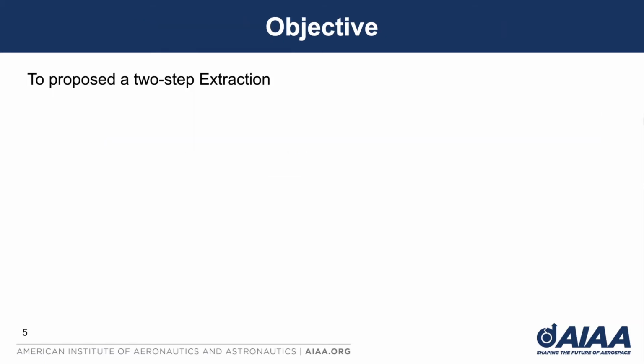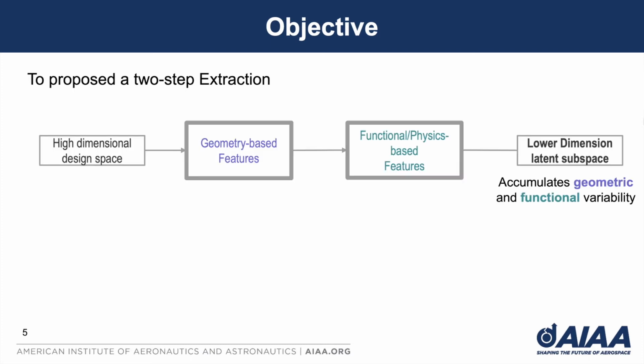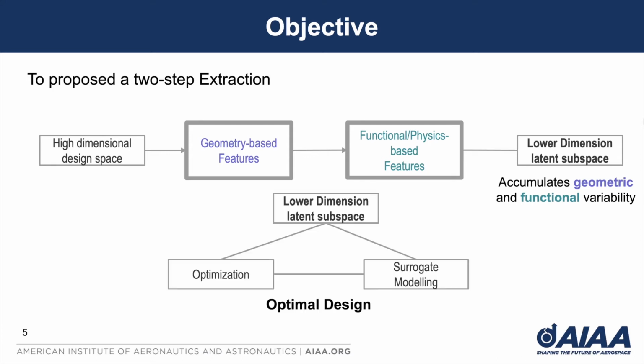Therefore, our objective is to propose a two-step feature extraction pipeline in which we not only extract the geometric features but also the features based on the physics, which are then augmented to create a lower dimensional latent space. Once constructed, this subspace not only contains the geometric variability of the design in the original design space but also the functional variability. Afterwards, this subspace is exploited for surrogate modeling and optimization to obtain an optimum design.